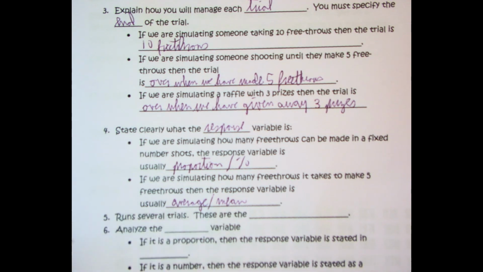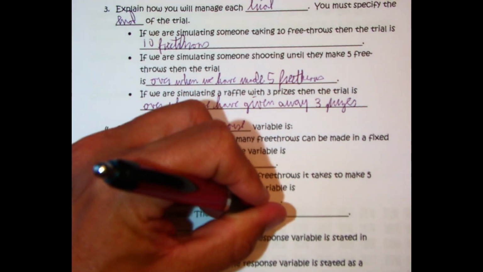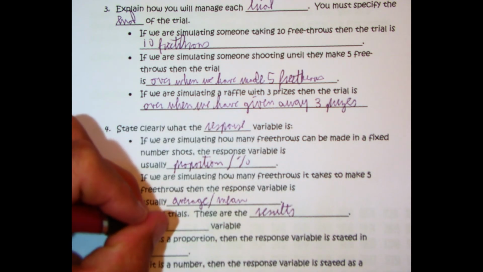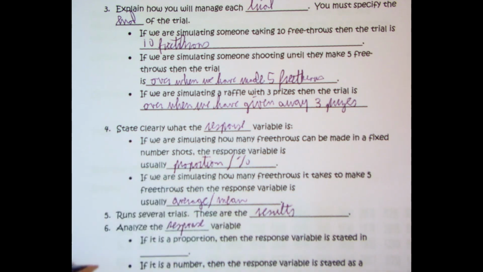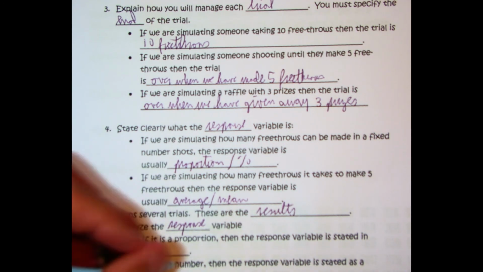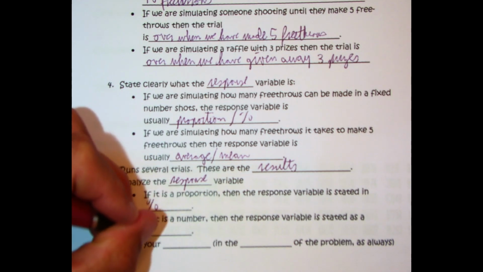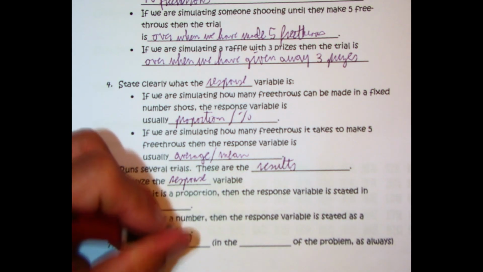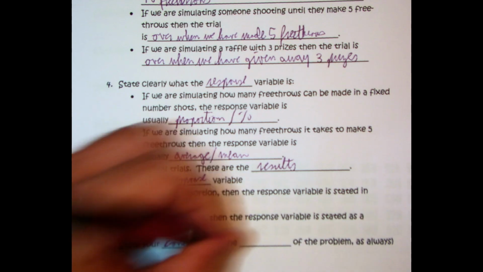Run several trials. Okay, these are the results, and I'll demonstrate how to do this in a minute. This will all make sense. Then we have to analyze the response variable. If it is a proportion, then the response variable is stated in percentages. If it is a number, okay, then the response variable is stated as a mean. Okay. And lastly, state your conclusion in the context of the problem.